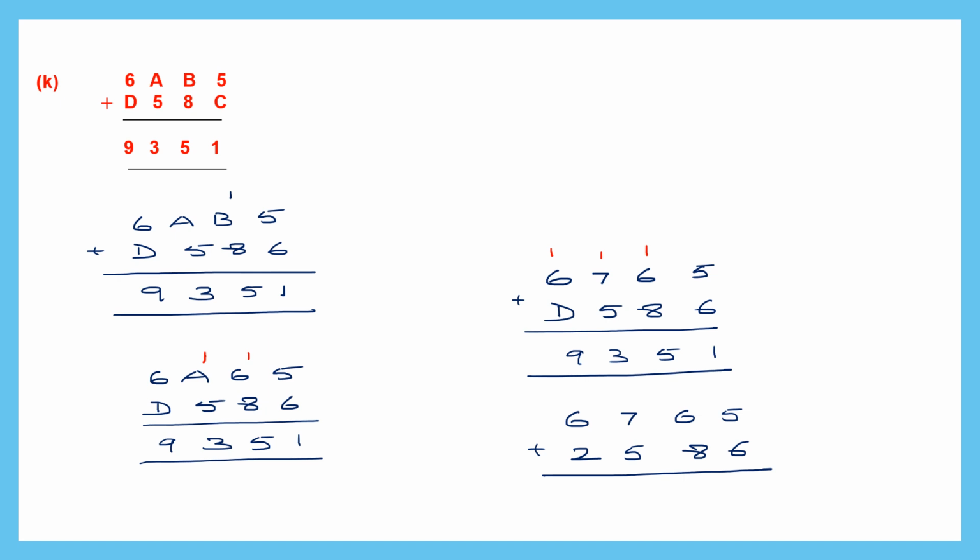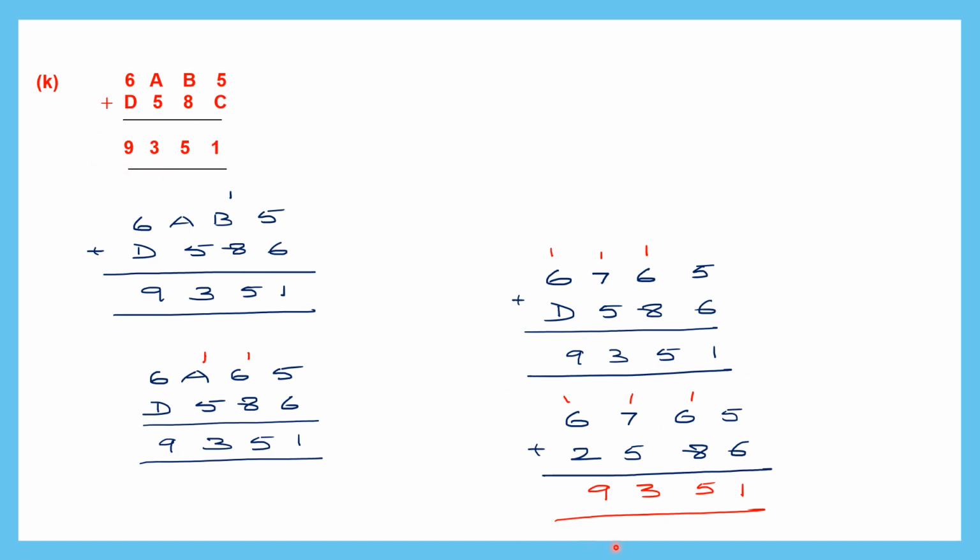Now let's add this up and see what we get. 5 plus 6 is 11, carry 1. 6 plus 1 is 7 plus 8 is 15, carry 1. 7 plus 1 is 8, 8 plus 5 is 13, carry 1. 6 plus 1 is 7, plus 2 is 9, 9,351, which is the same as what is given to us in the question. That means we found the values of all the numbers.